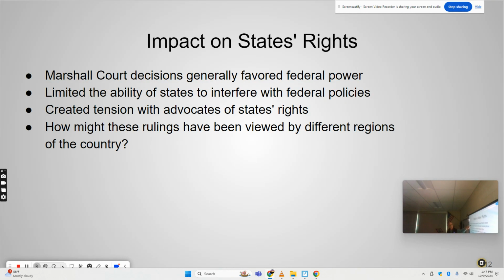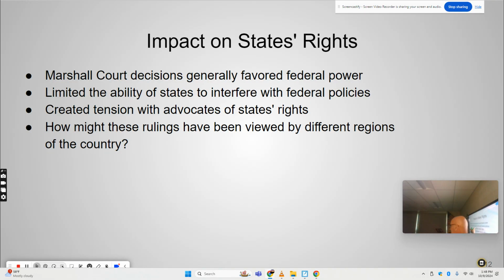The Marshall Court and their decisions are going to favor federal power. It's going to limit the ability of states to interfere with federal policies. So state powers are not going to be able to overturn decisions that the Supreme Court makes. State powers are going to be subordinate to federal powers under the Marshall Court.